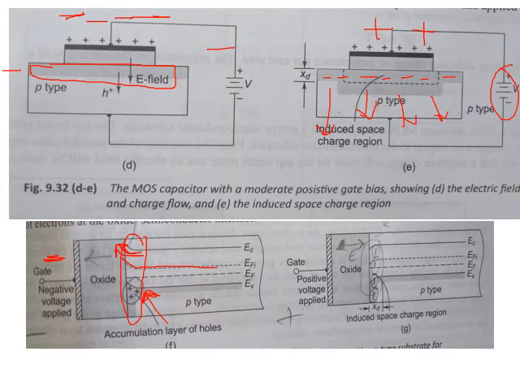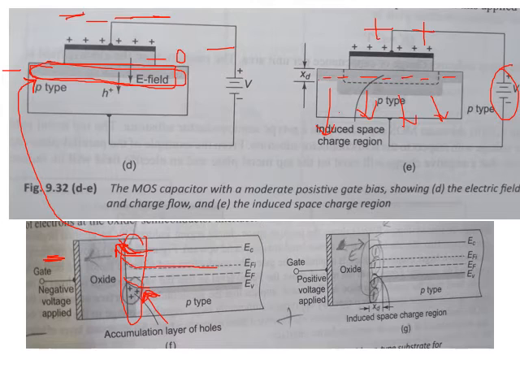What is this indicating? The same thing: near the oxide, the hole concentration will increase. Where is the oxide? This is the oxide. Near the oxide, the hole concentration will increase, hence the band is bending.